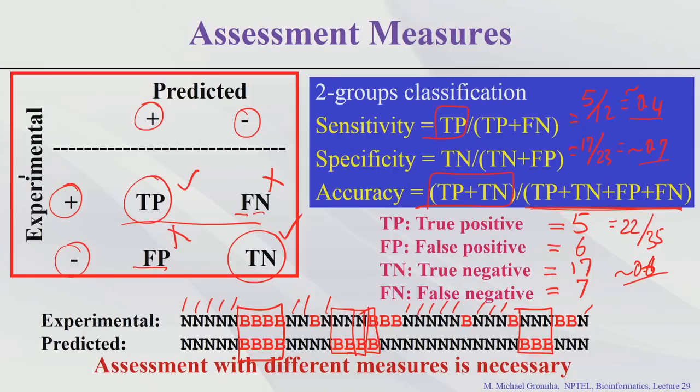So I will show you another example. If there are 100 residues, 90 are binding and 10 are non-binding, so n equals 100, binding equals 90 and non-binding equals 10, and the program identifies all the 100 as binding. What is the accuracy?